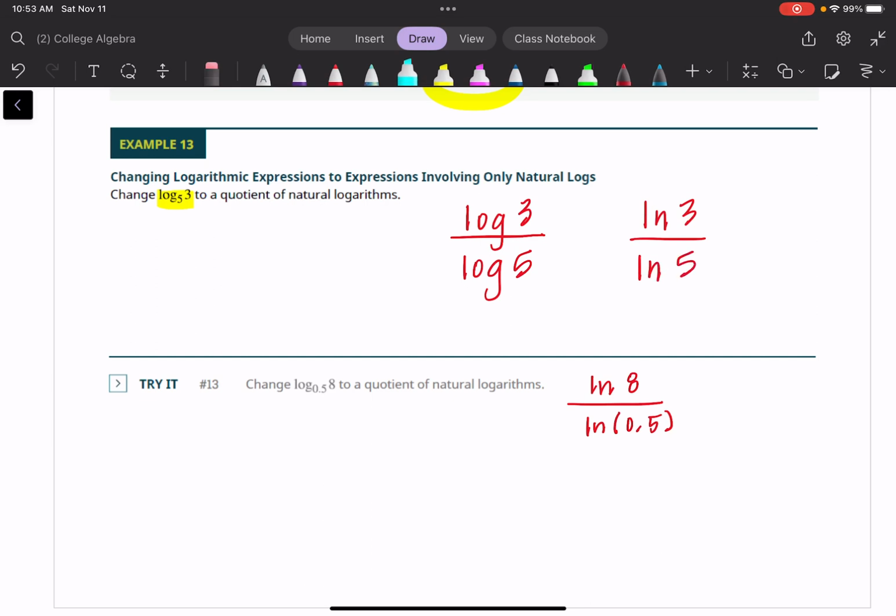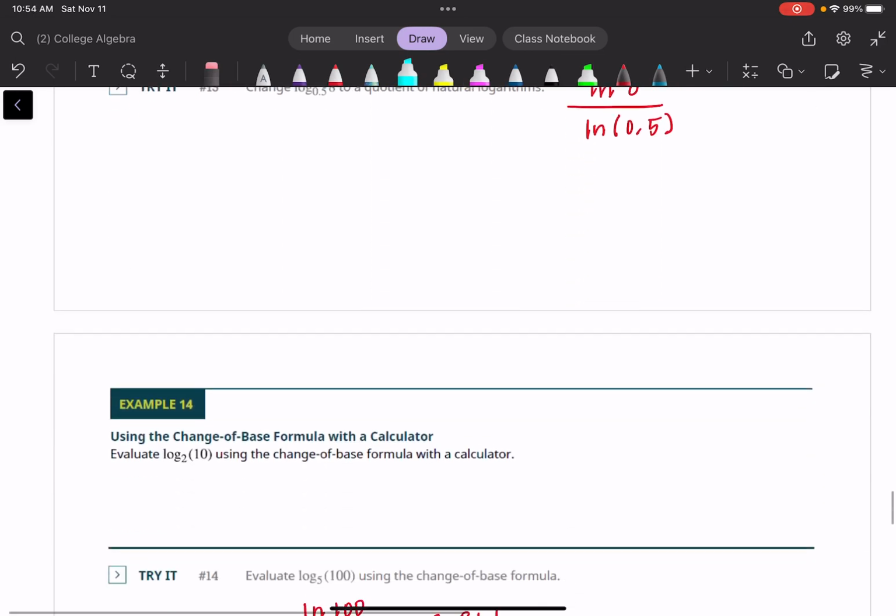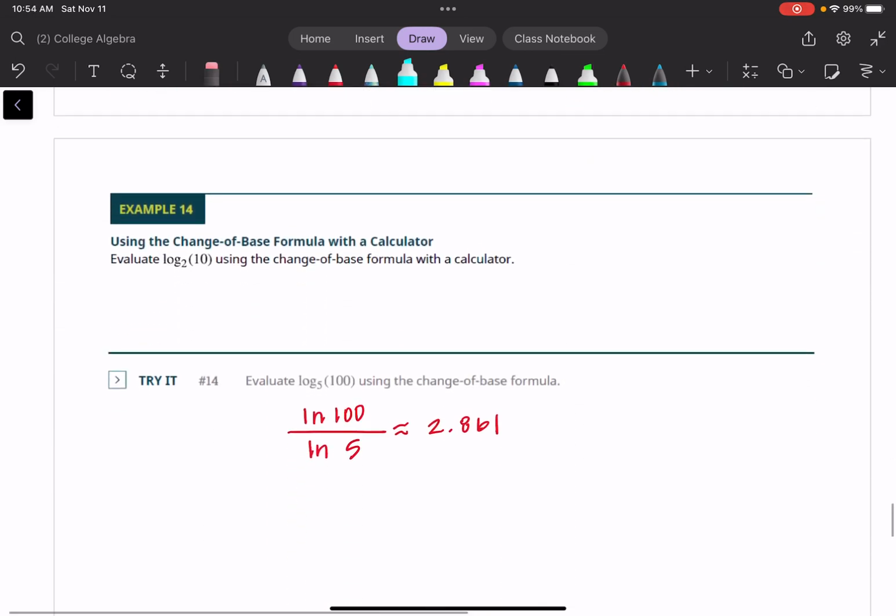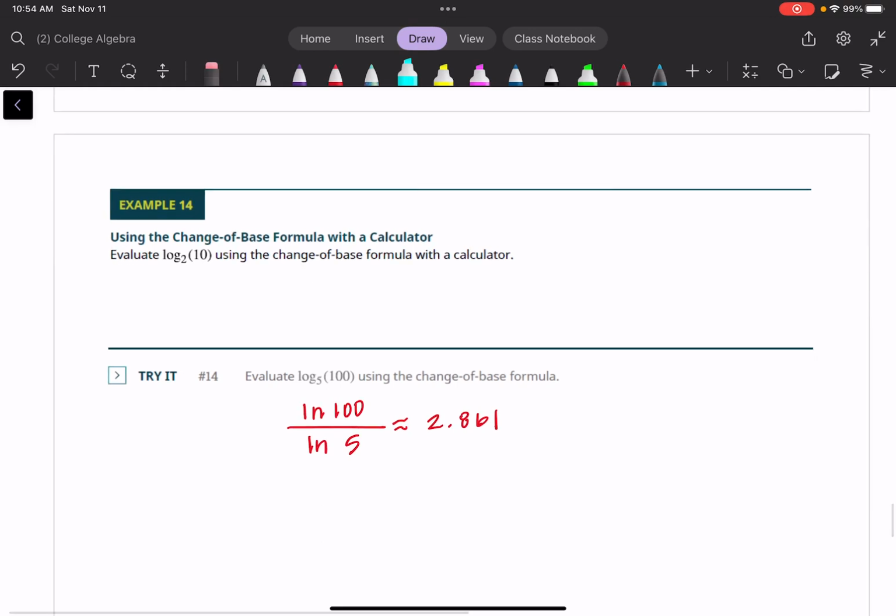So this is the quotient of natural logarithms. And then finally, evaluate the log base 2 of 10 using the change of base formula with a calculator. And so what you would need to put in, you can use the natural log, or you can use the common log. I'm just going to use the common log. That's just kind of the habit I'm in. You can do whatever. So the log base 10 of 10 divided by the log base 10 of 2.